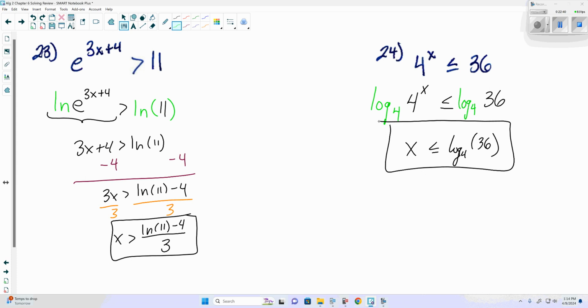So we're going to only stop if the x is by itself. Because the only reason we had to keep going on the last one was, it was 3x plus 4 is greater than the natural log of 11. We don't know what the value of x is, so we have to keep going. Questions on this so far?